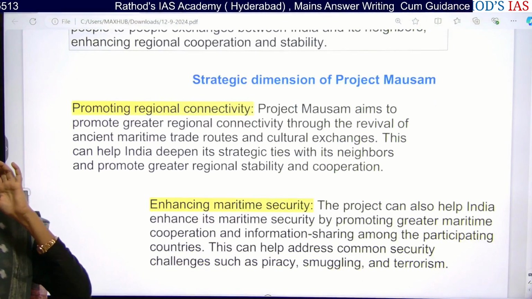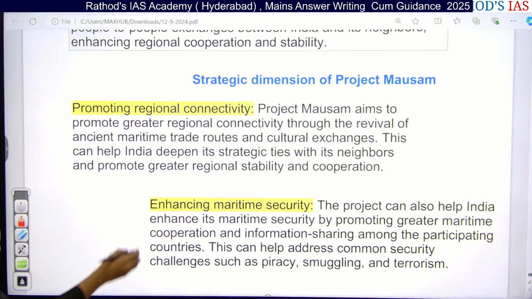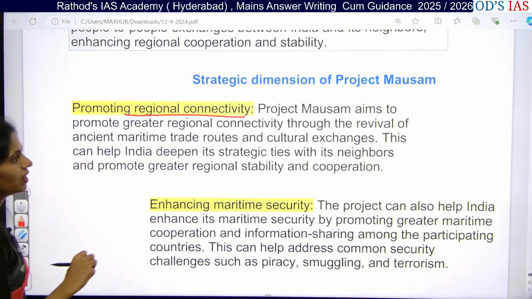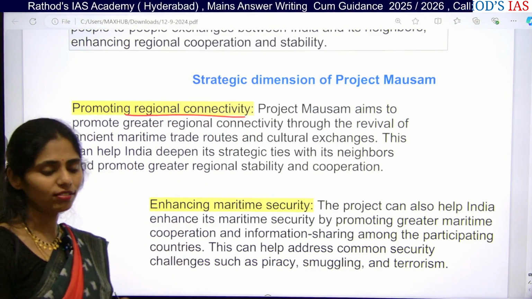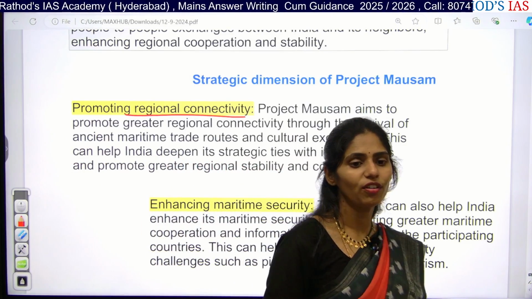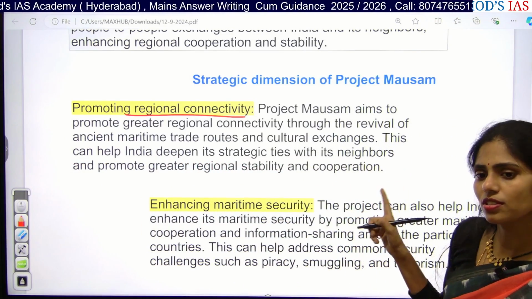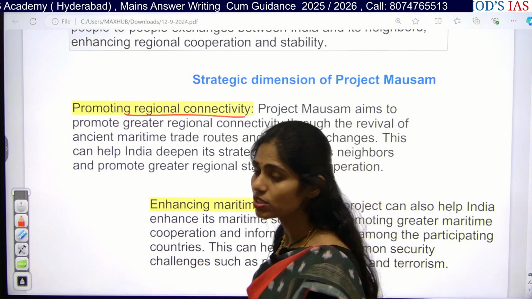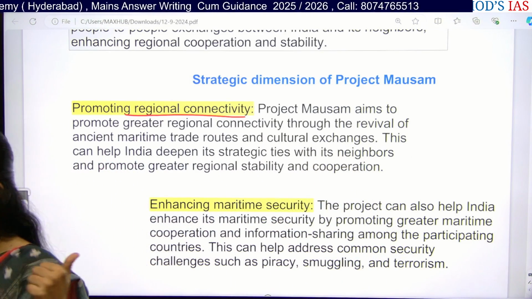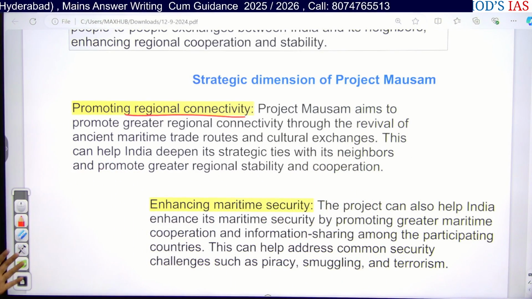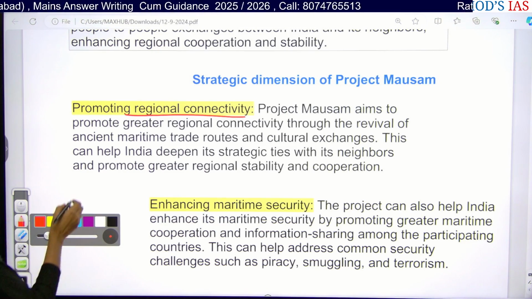Okay, so there are three important points you have to focus on. The first one is we can promote regional connectivity. Very important point, you have to take notice. We can revive our ancient trade routes. Anciently, whatever trade routes we used, we can revive them if we increase connection with these countries. So that is the first important point.